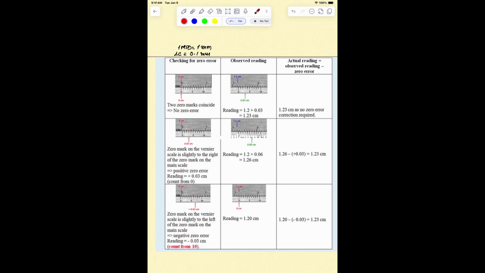Now you take the case of the positive zero error. What is positive zero error? The zero of the Vernier scale is after the zero of the main scale. Look here. The zero of the Vernier scale is after the zero of the main scale here. Therefore, it is positive zero error.